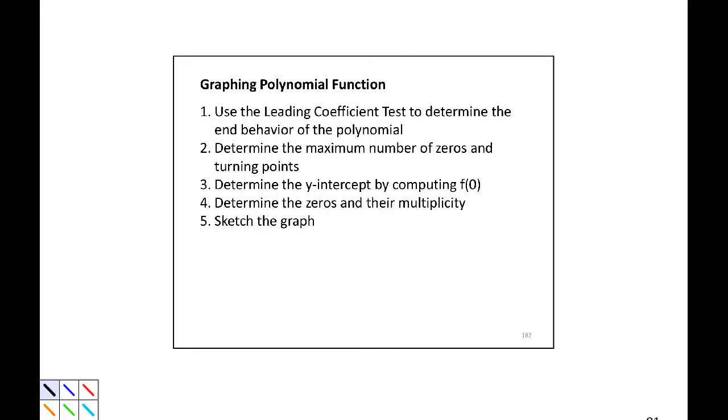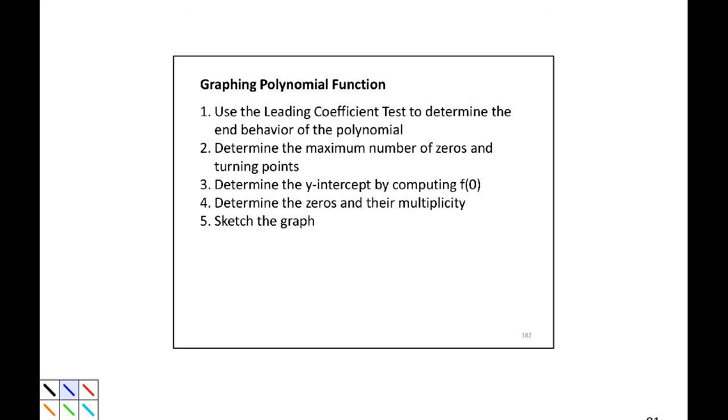In order to graph a polynomial function, we're going to follow these steps. Number one, use the leading coefficient test to determine the end behavior of the polynomial. That's our first big indicator. Number two, determine the maximum number of zeros and turning points. Number three, determine the y-intercept by computing f of 0.